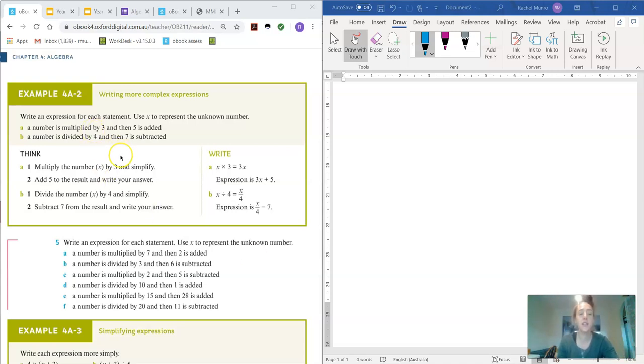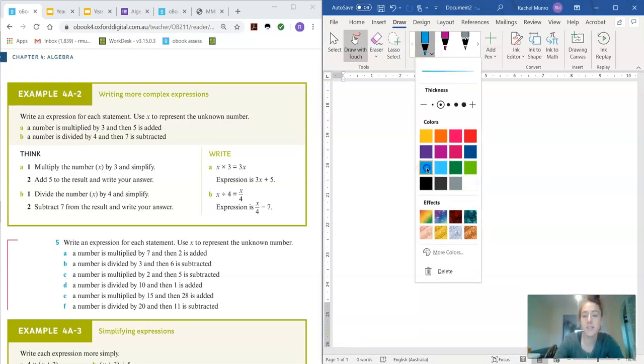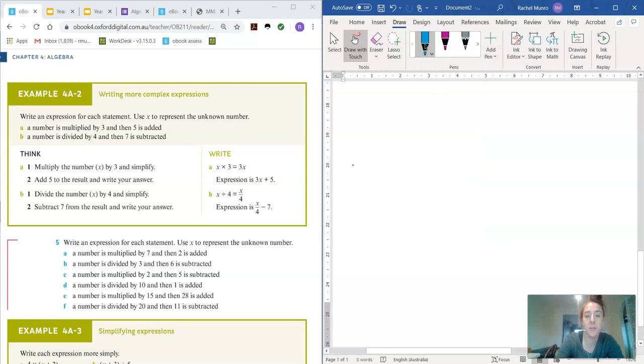So the first question here is write an expression for each statement. We're using x this time to represent the unknown number. So we have a number, it's first multiplied by 3, and then there is 5 added. Okay, so let's do this. So we've got x, and the first thing it wants us to do is multiply by 3. So we need to multiply it by 3.